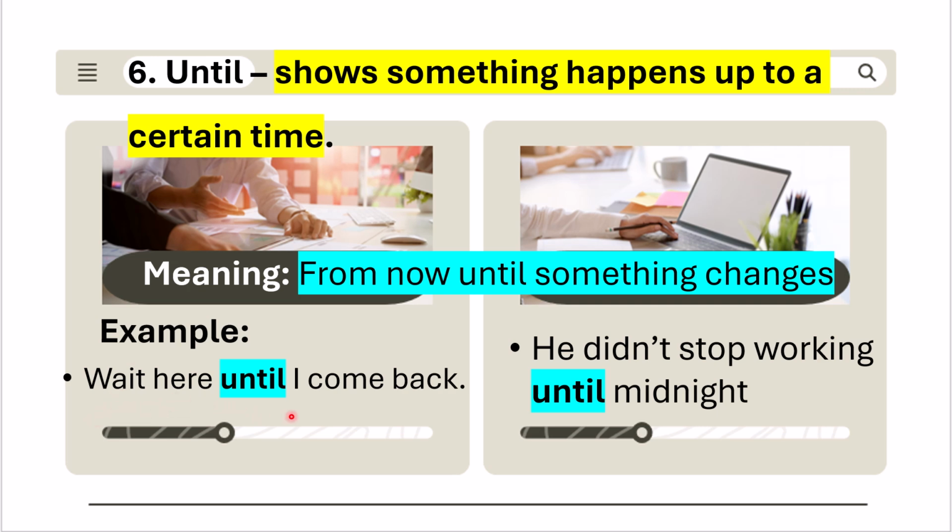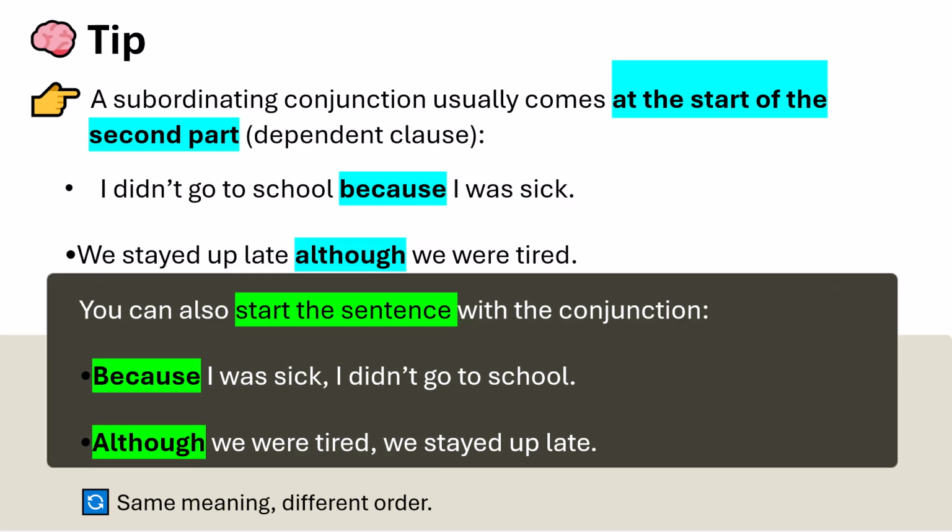We wait here until, sorry, wait here until I come back. What someone is saying, wait here until I come back, means they want you to wait there until they come back from taking or fetching something from somewhere. Next, he didn't stop working until midnight. What did he do? He was busy working until midnight. Okay, at that time.